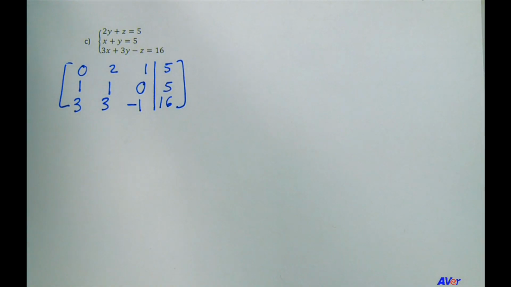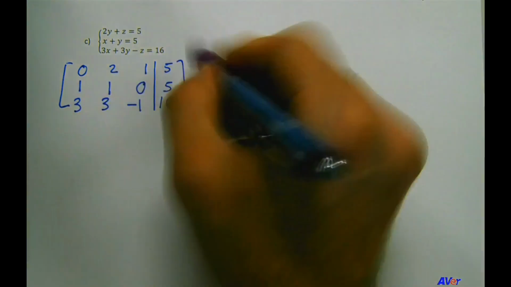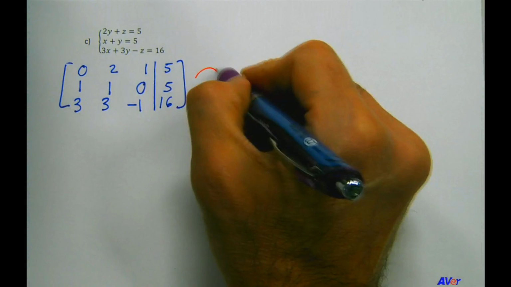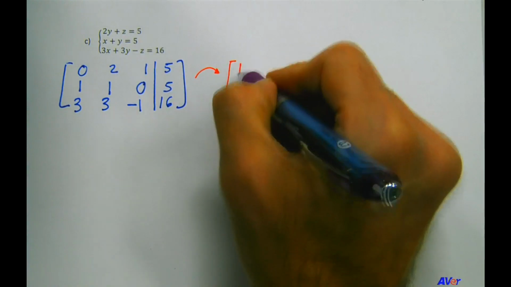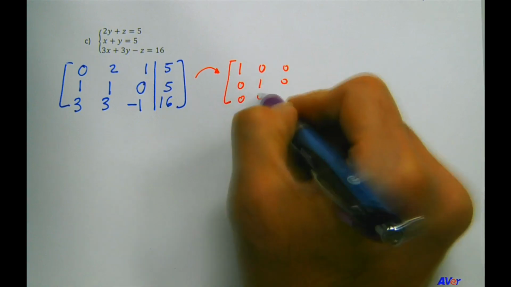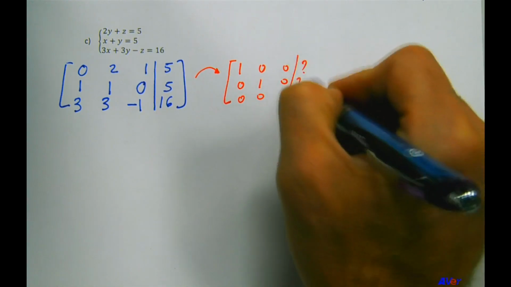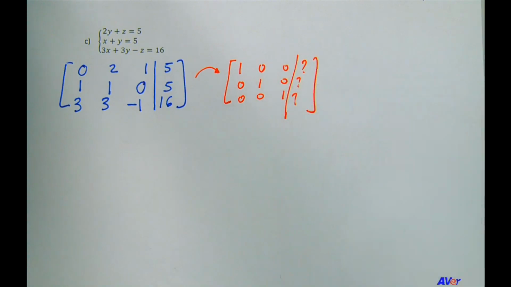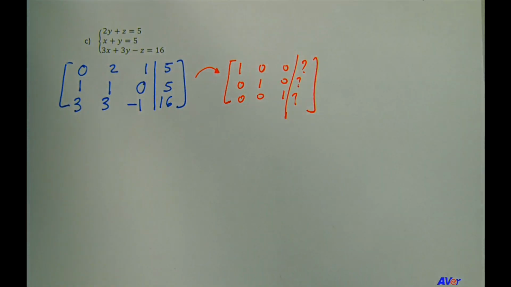That's our augmented matrix. Remember, our objective is to go from here to this format: 1, 0, 0, 0, 1, 0, 0, 0, 1, and the right-hand side, whatever those values will be, the solution of the system. Okay, so among the row operations that we are allowed to carry out, which one would you do?